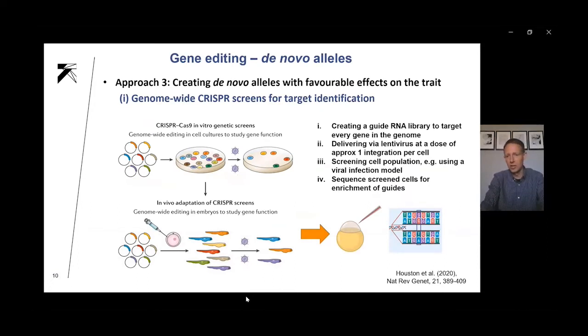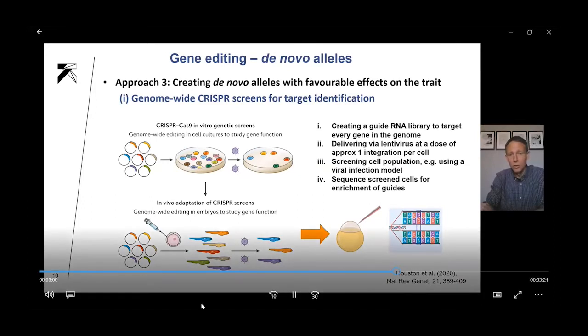Here you create a guide RNA library that targets every gene in the genome. You deliver via lentivirus vector at a dose aiming for one integration per cell, and then you screen the cell population, for example, using a pathogen of interest, and sequence the screened cells, which could be surviving cells or those with a marker of infection, looking for enrichment of guides that inform on disease resistance or at least host-pathogen interaction.